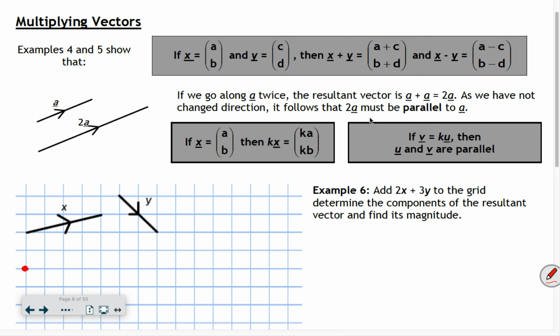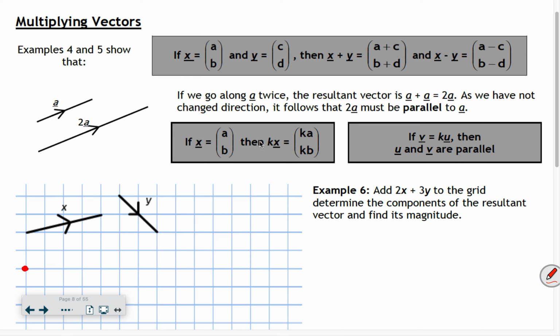What I can now do is multiply vectors by a certain number. If the number is bigger than 1, it has the effect of making it that many times bigger, depending on what it is. If the number is between 0 and 1, then it has the effect of making it that many times smaller.